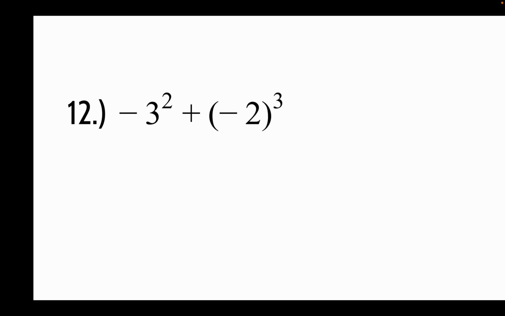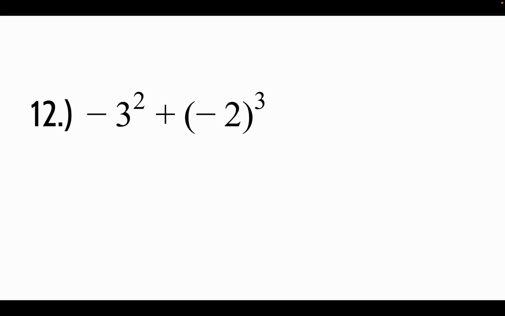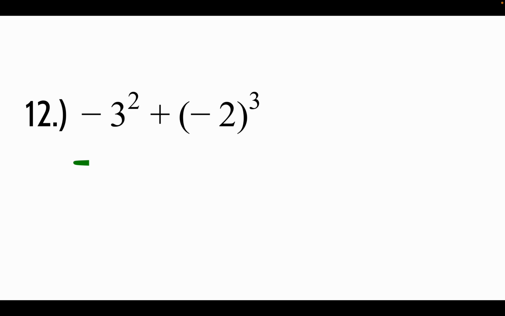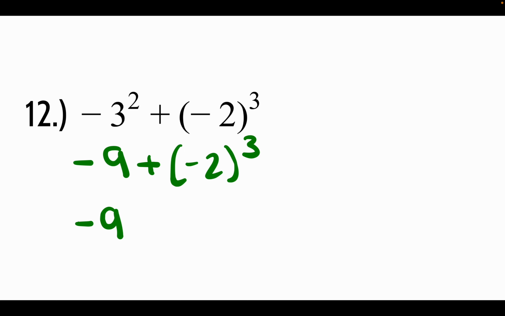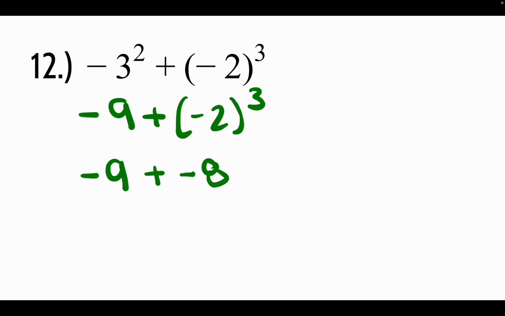Number 12. So right now we have exponents. So what we're going to do is do our first exponent. We have negative 3 squared. So we have negative 9 plus negative 2 cubed. Okay, now do our next exponent, so negative 9. Negative 2 cubed is actually negative 8. So negative 9 plus negative 8, that is negative 17.